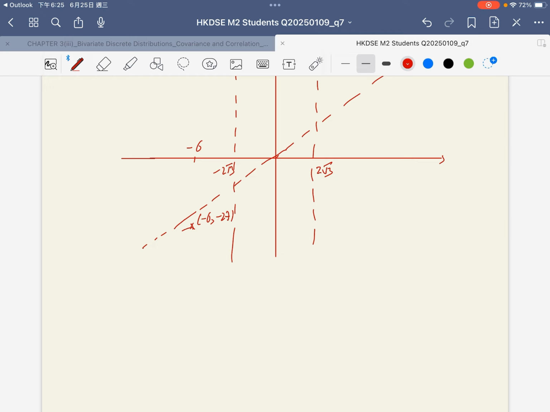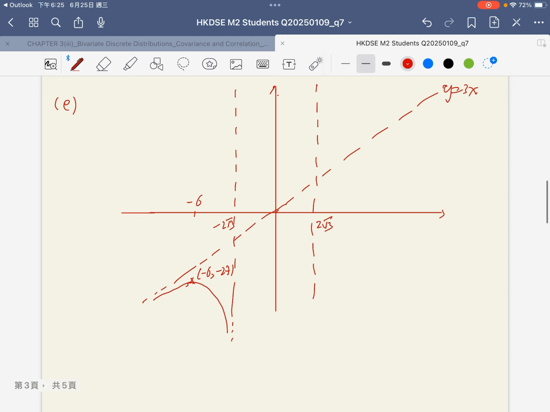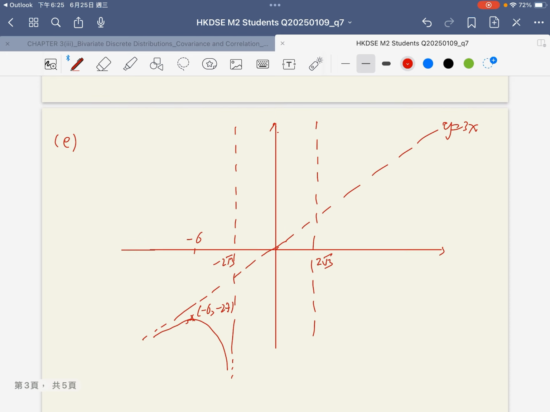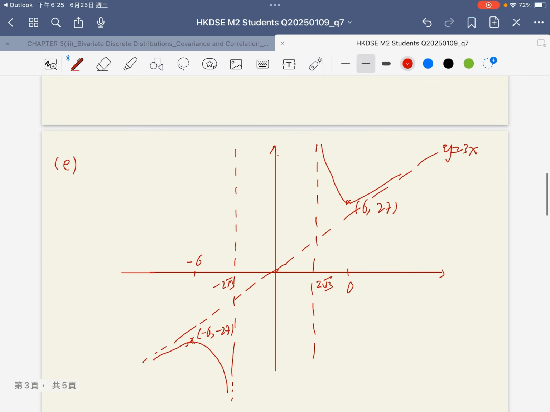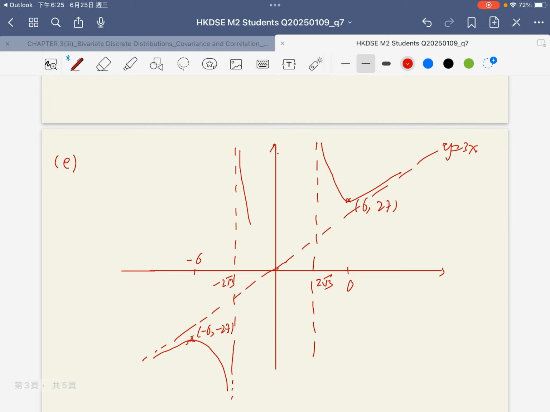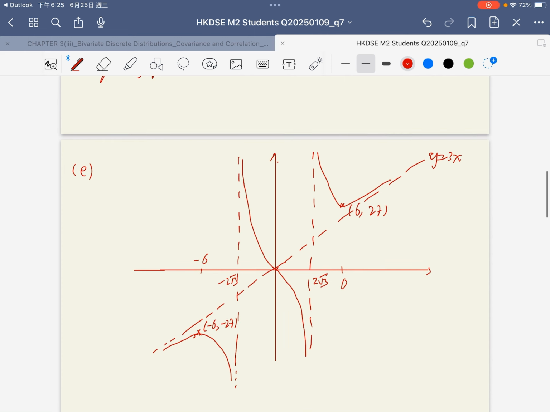On both sides, we have two asymptotes. We have to show that the curve tends to the straight lines. These two straight lines are asymptotes. And for the minimum point here, it is 6, 27. There are also two asymptotes for this one. You can see that the shape is the same. For the middle part, it is like that. That is the graph of this function.